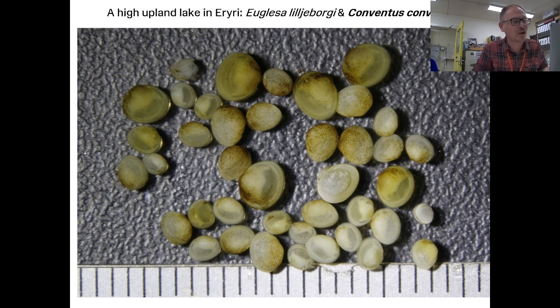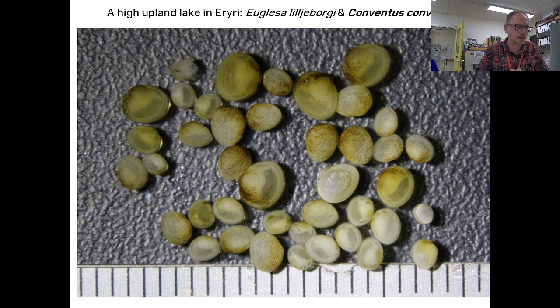Okay, so that's the River Thames, loads of species in there. If you go to a high upland lake up in Eryri, up in the mountains, you are not going to find that many species, if you find any at all. Harsh environments, not ideal for molluscs for all kinds of reasons. But here we have 2 species that Anna and I found in a particular lake. One of them is Conventus conventus, and the other is Eugleza liljeborgi.